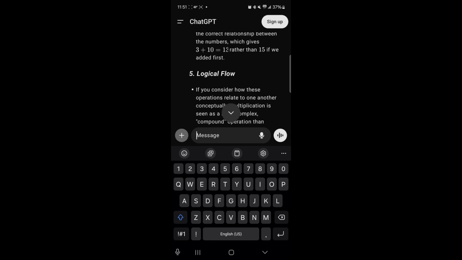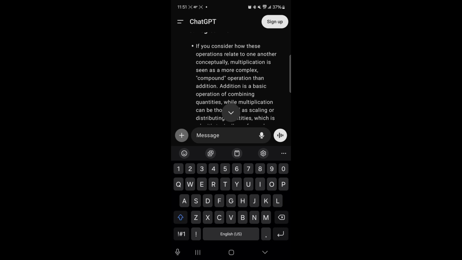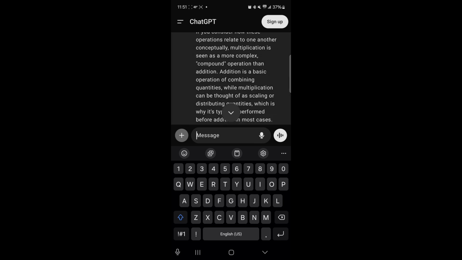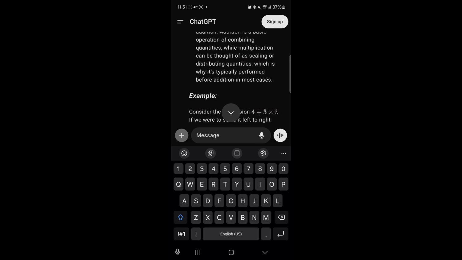It's also logical flow. Boy, they go into a lot of detail. If you consider how these operations relate to one another conceptually, multiplication is seen as a more complex compound operation than addition. Addition is a basic operation of combining quantities, while multiplication can be thought of as scaling or distributing quantities, which is why it's typically performed before addition in most cases. And when we say most cases, it's going to be done before addition, unless you have some parentheses that tell you to prioritize the addition first.